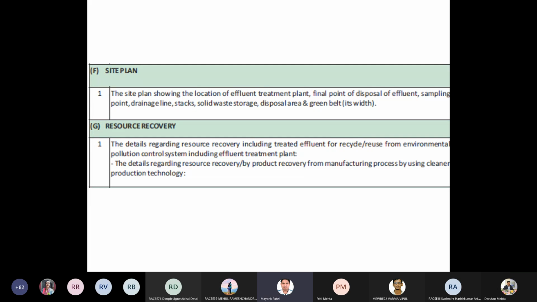Even you may have some cleaner production technologies adoption. So by doing so, you are manufacturing certain products from the manufacturing process itself. Then the details thereof are required.